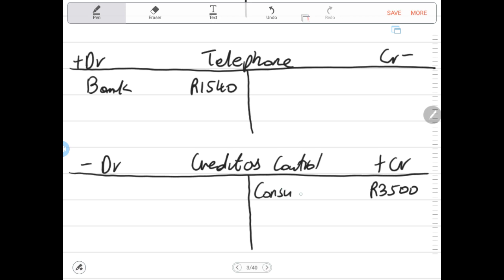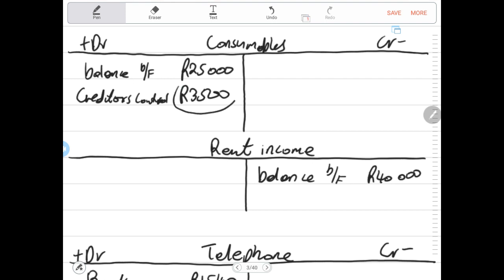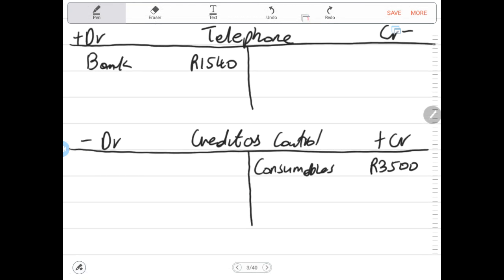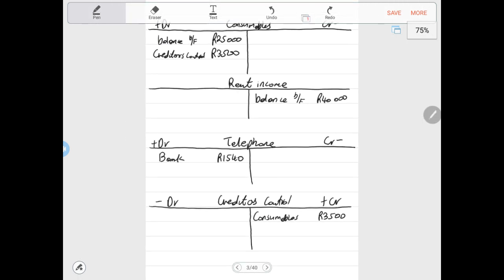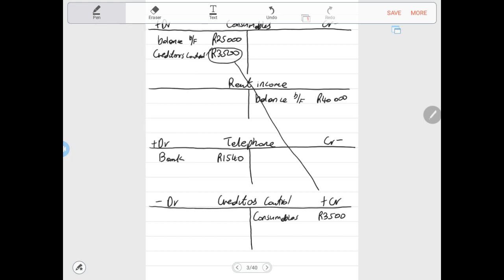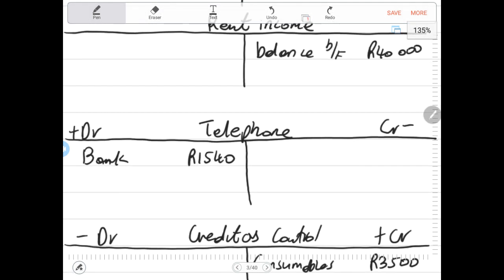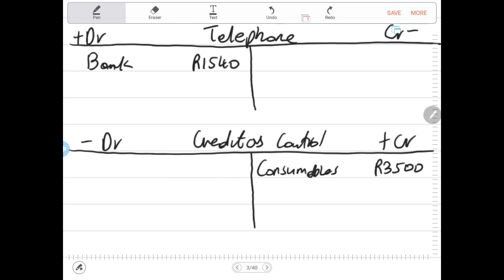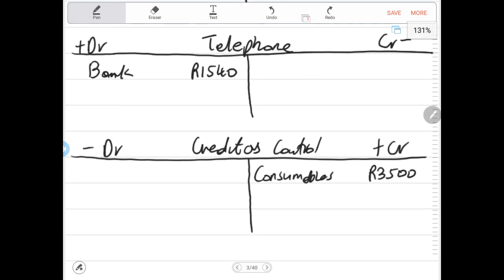And why are they increasing? Because we bought consumables on credit. So our creditors will increase because we bought consumables on credit. At the same time, consumables are increasing on the debit side because we have more consumables, but they were bought on credit. So for every debit entry, there should be a credit entry. Please guys, memorize the ledger account and master the principle of ledger accounts. It will never change. It's always as simple as this. It will never be complex at any point in time.